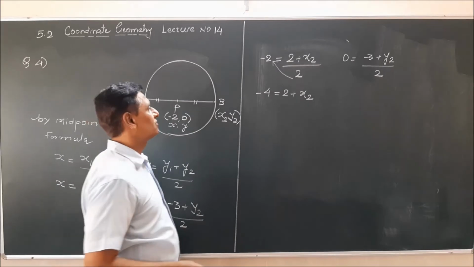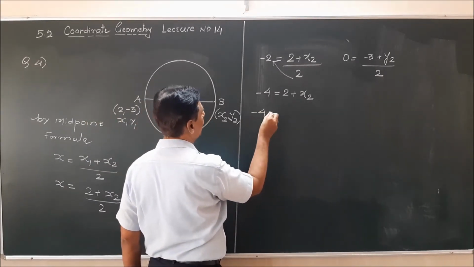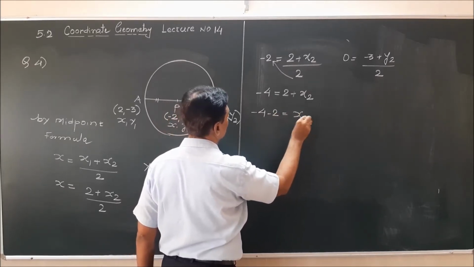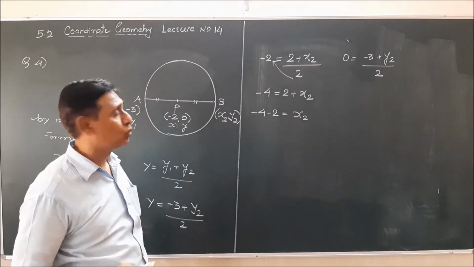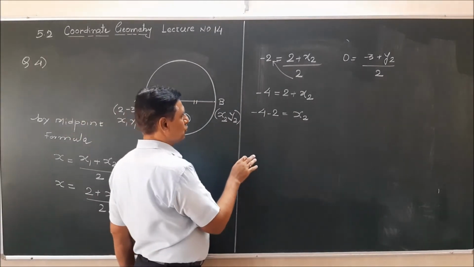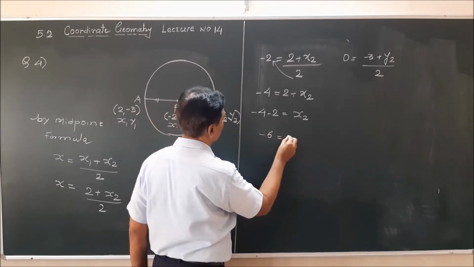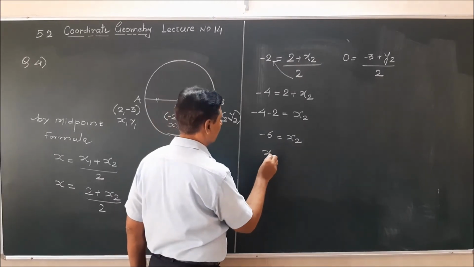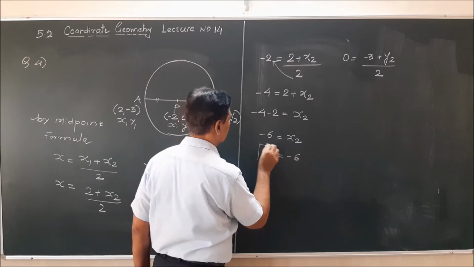Let's finish off this. 2 to the left hand side, -4 -2, that is equal to x2. I transfer 2 to the left hand side, becomes -2. So -2 -4 gives us -6, that is equal to x2, or the same as to say x2 is equal to -6.